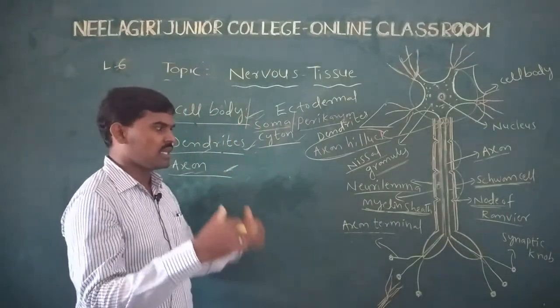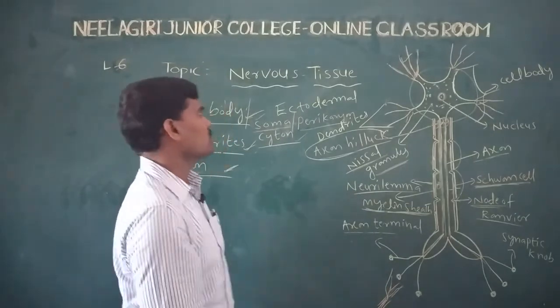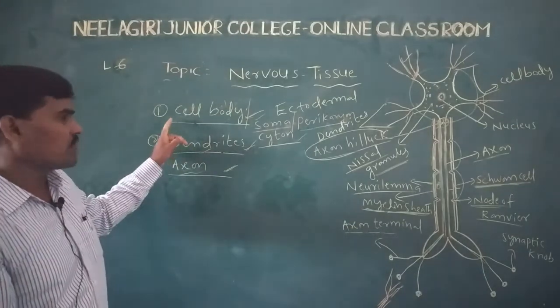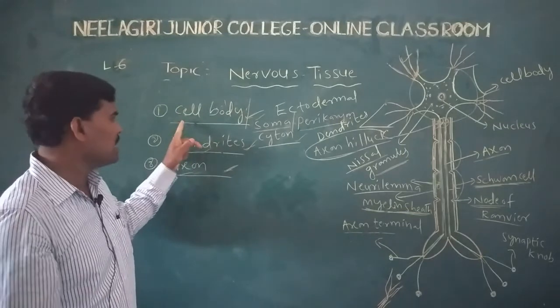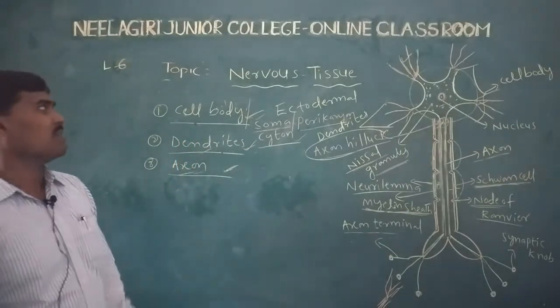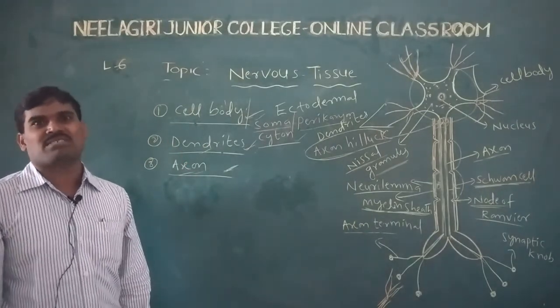Each axon terminal has synaptic knobs, or end bulbs. So regarding the structure of neurons, there are three parts: the cell body, second the dendrites, and third the axon. Next, the types of neurons, in the next session, continuation.